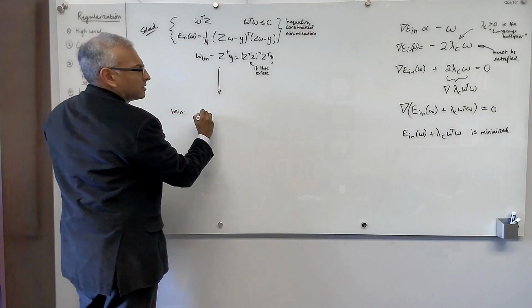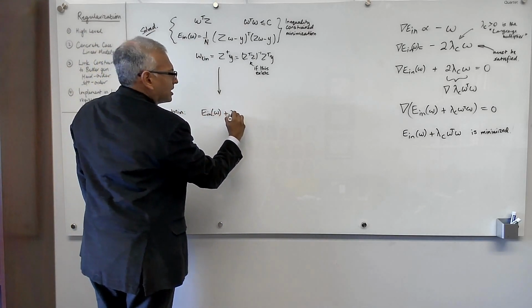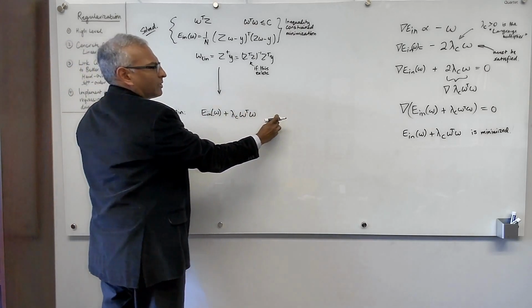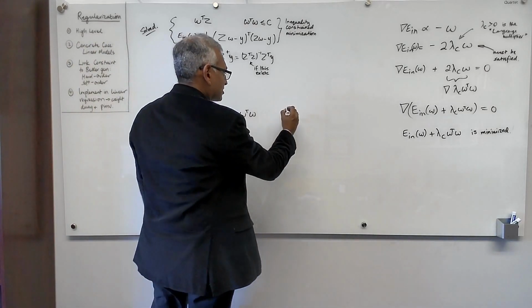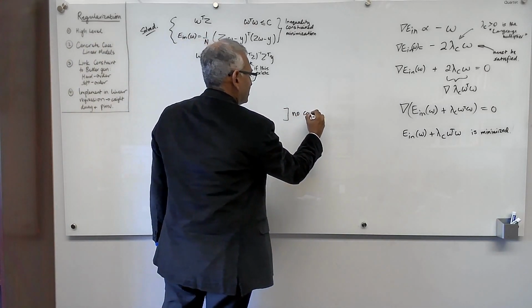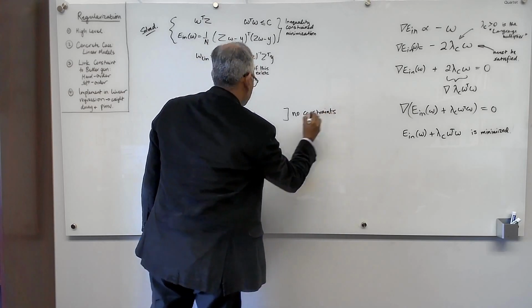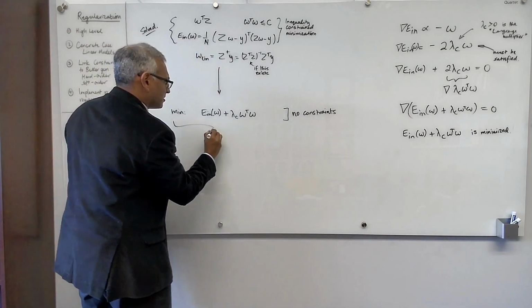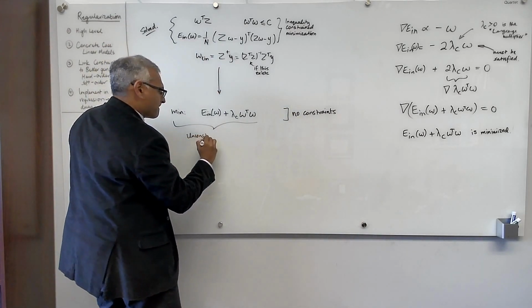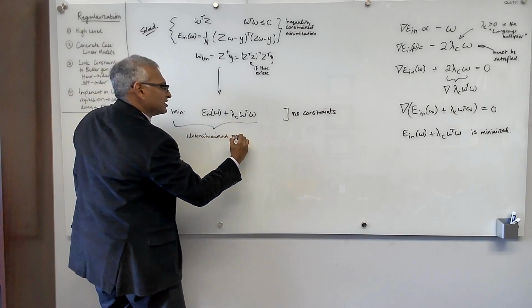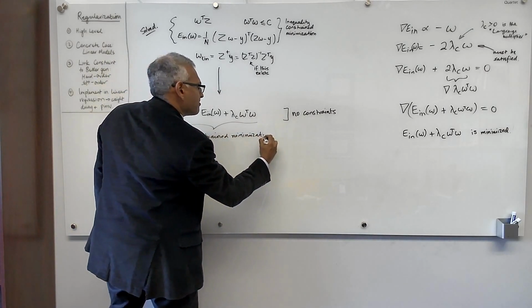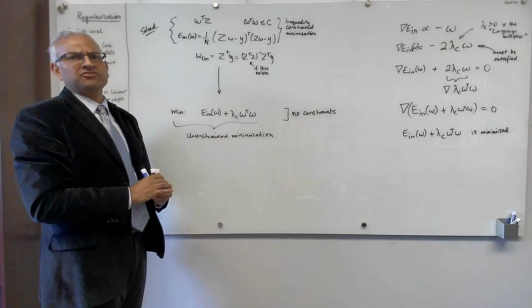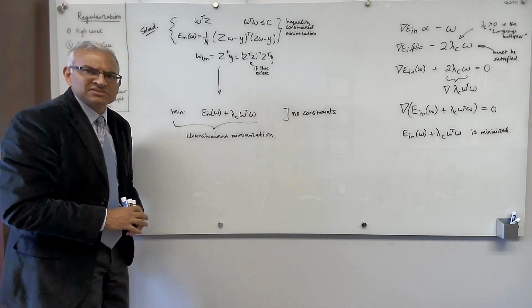Minimize E_in(w) plus lambda_C w transpose w. Minimize this guy. Subject to what constraints? No constraints. So this is an unconstrained minimization. Much more convenient. Unconstrained minimization.